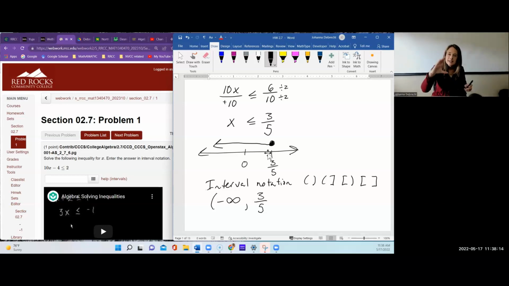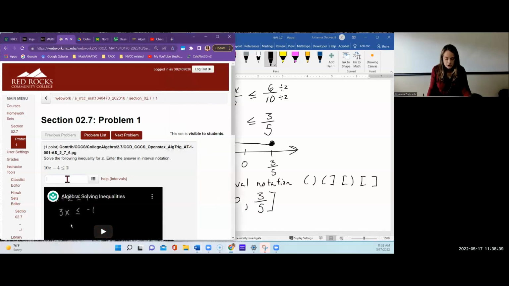I like to think of it as a clamp that's clamping down on 3/5 and holding it tight. And that tells me to use a square bracket, which is tighter. The round to me looks more like an empty hole not hanging on tight, which means it's not actually used. That's the way I remember it. This is our interval notation, negative infinity to 3/5.